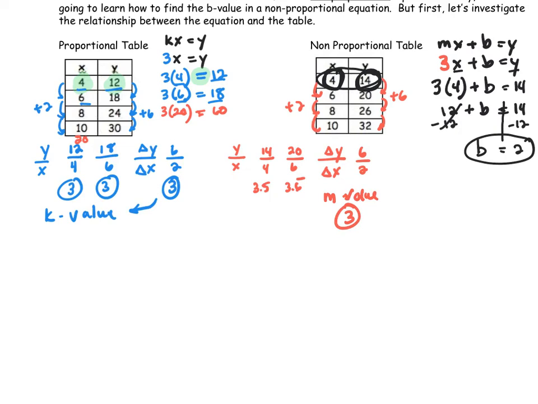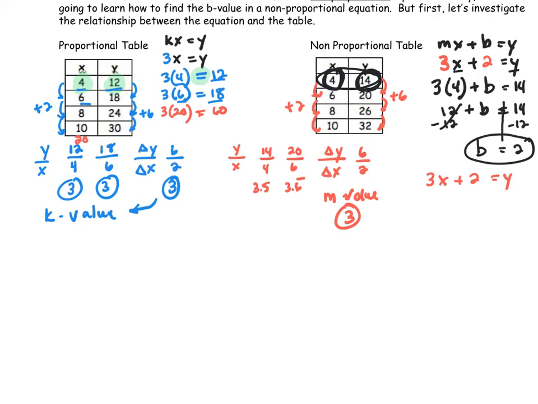So we now think that our equation, and I'm going to replace that b up at the top, we think the equation for this table might be 3 times x plus 2 equals y. Once we've established that equation, we want to go back and make sure it works for all of our table values.